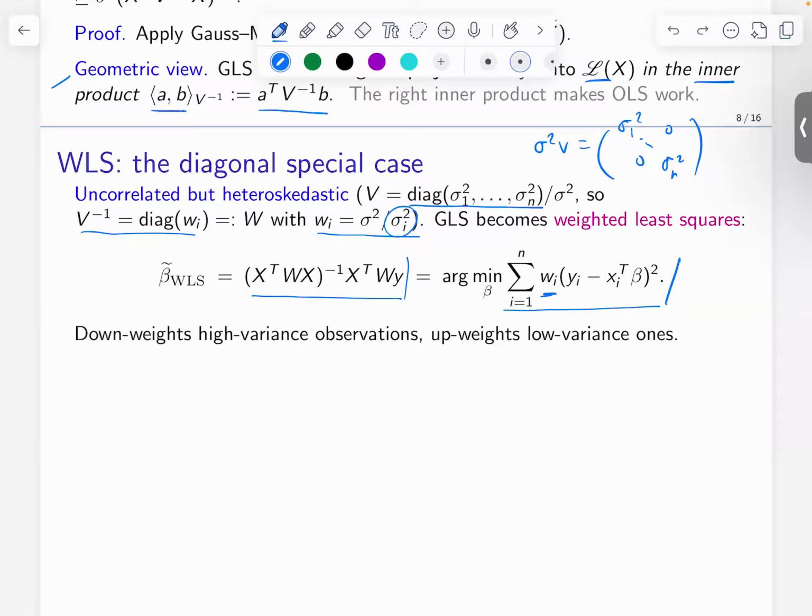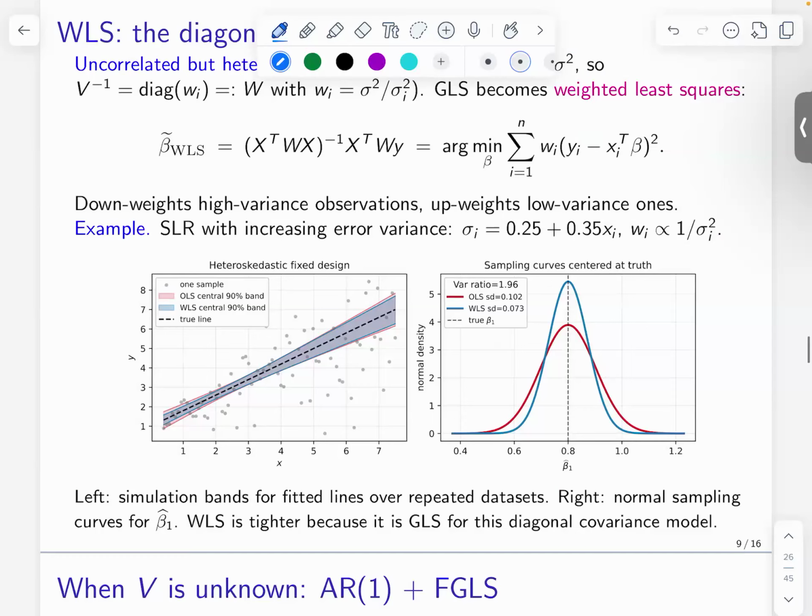So that's intuitively what it's doing, and it makes a lot of sense, and you can show that they're equal. If you solve this, this is really like y minus x beta transpose w. You can do it for the general least squares as well. So minimizing this would give you the WLS.